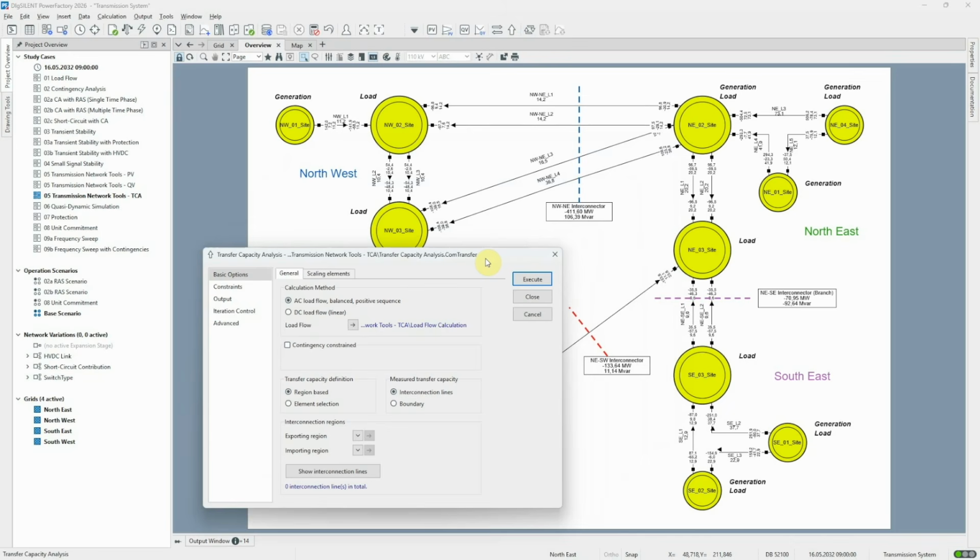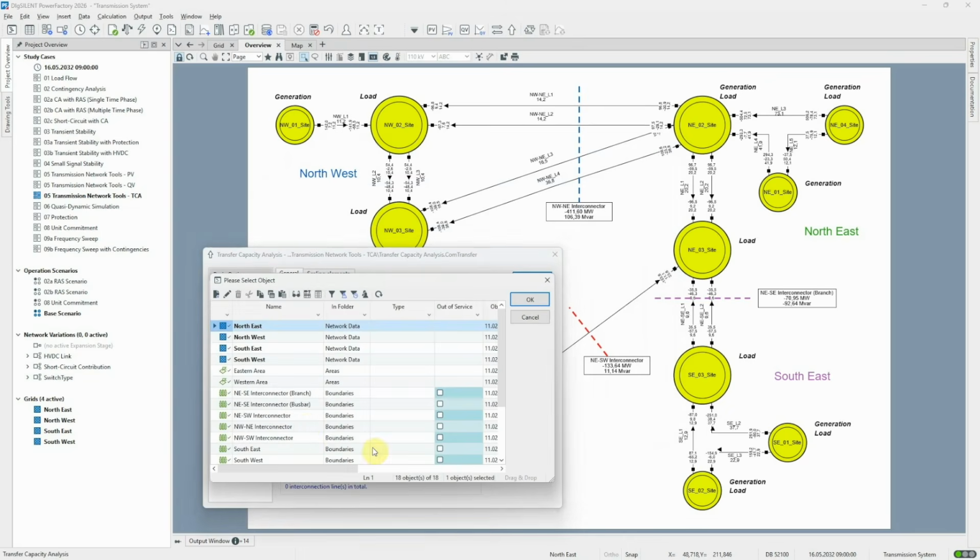The two parts of the network can be defined either by specifying regions or by specifying sets of elements. We'll use the first option. Two regions are selected. One is the exporting region and one is the importing region. These can be defined by grids, zones, areas, or boundaries. Our exporting region is defined by the interior of the NESE interconnector branch boundary.